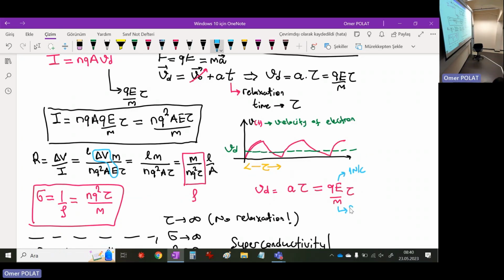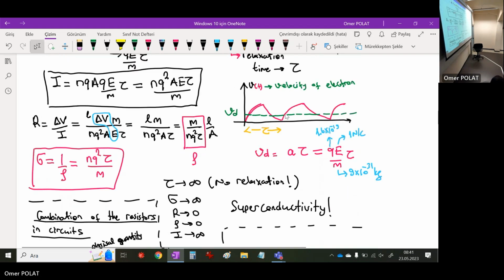Okay, 1 Newton per coulomb. What is the mass of the electron? This is the mass of the electron. What is the charge of the electron? The charge of the electron is 1.6 times 10 to the minus 19 coulomb. So if I calculate its acceleration under a 1 Newton per coulomb electric field, what is the acceleration? QE over M. So 1.6 over 9, here minus 19, but this will be plus 31.